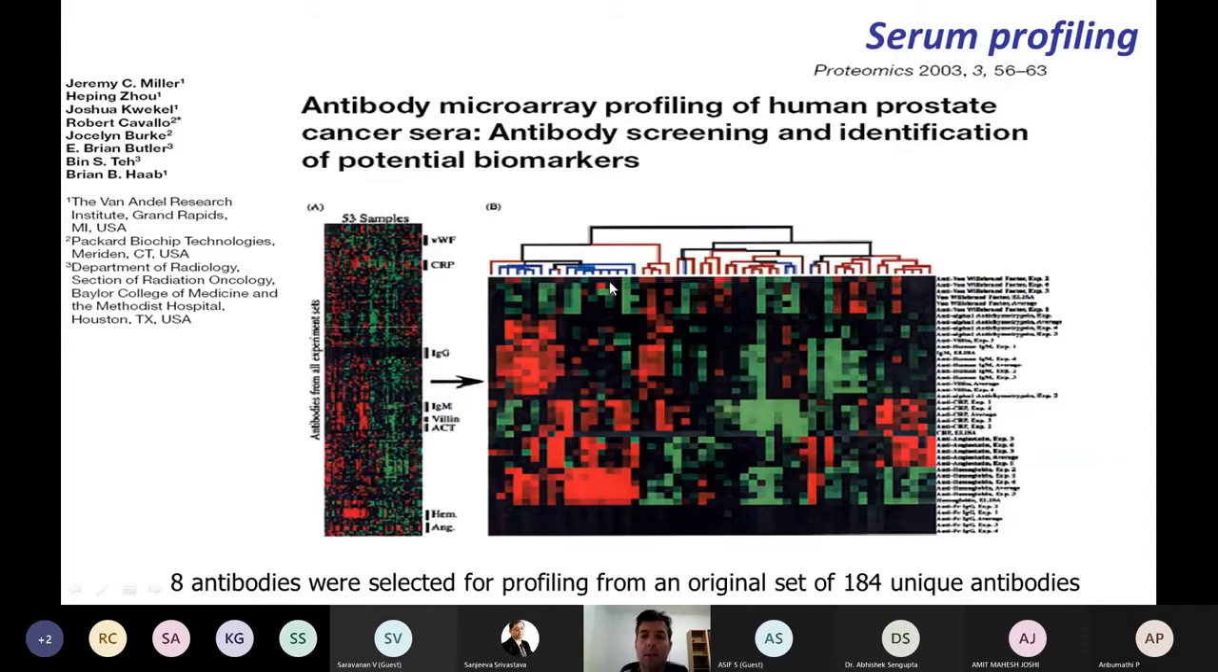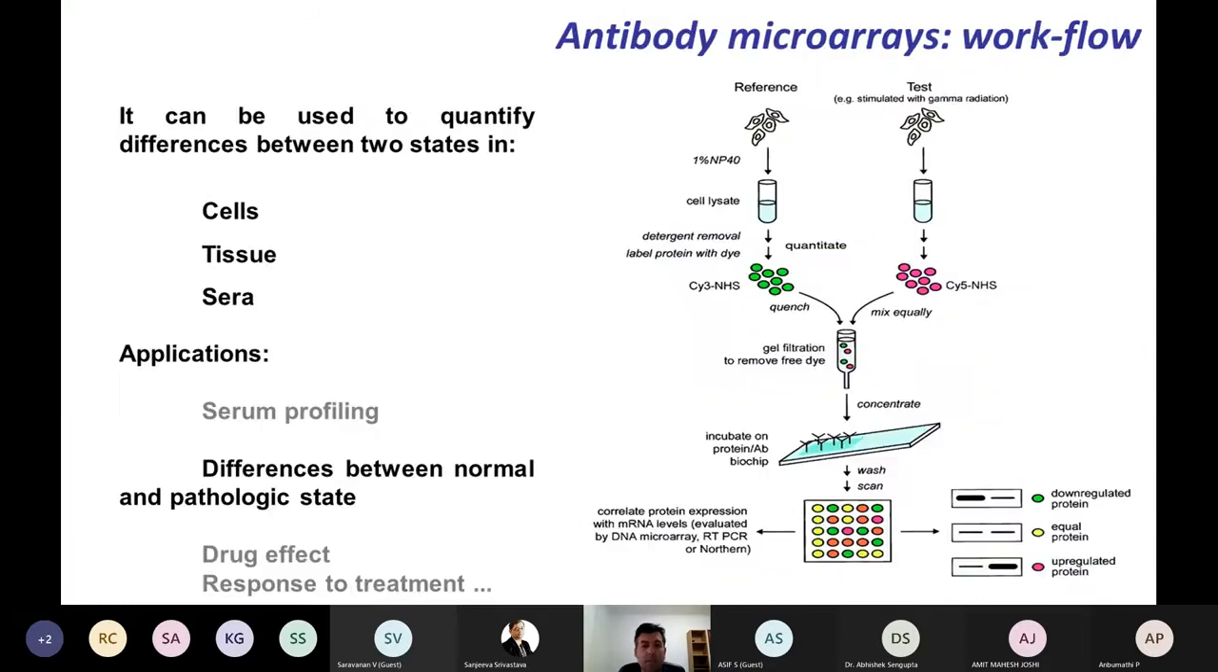This study was one of the first ones, and it was related to the comparison between the sera of human prostate cancer patients and controls. Using 184 unique antibodies printed in nitrocellulose microarrays, the authors were able to separate prostate cancers, in red, pretty well from controls. And 8 antibodies demonstrated a high reliability to discriminate between controls and patients. Just to acknowledge that this kind of antibody and protein microarrays were developed early in the 2000s.